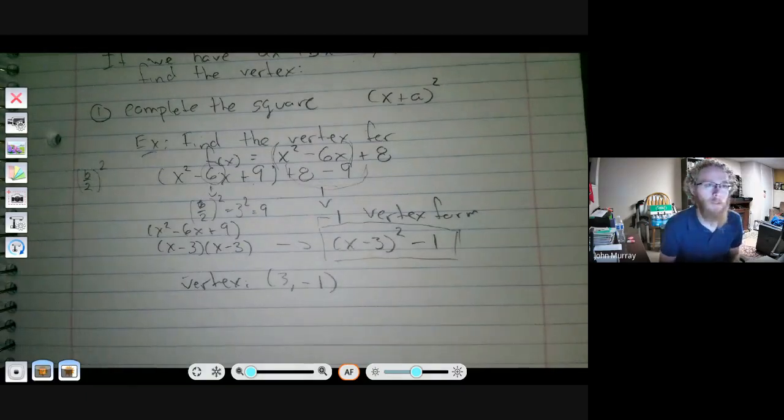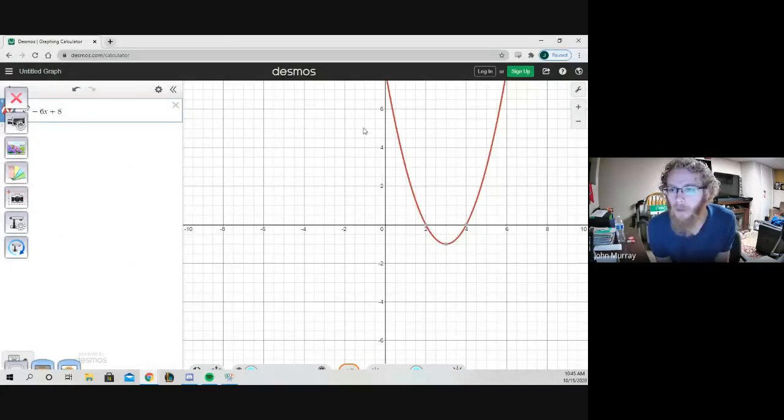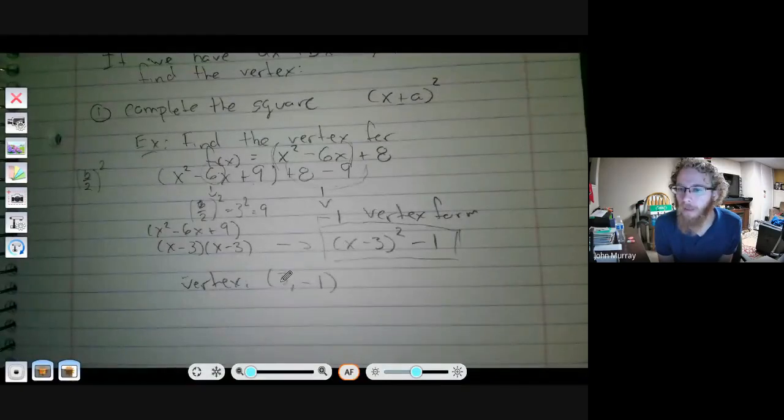Right, so let's pull up the graph. Let me type it in first: x squared minus 6x plus 8. Okay, so here we have x squared minus 6x plus 8. And again, our vertex is down here at the bottom, and it is at the point positive 3, negative 1. Right, and that's what we got here, 3, negative 1.